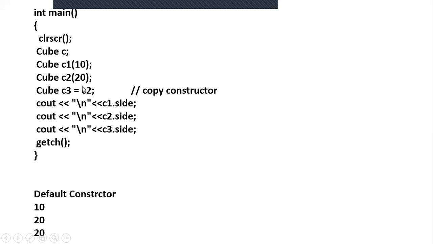After that I have done the copy constructor. I am copying the object, meaning the value of C3 will be the same as the value of C2. It will pass the value 20 for x, so the value of side for the C1 object is 10, C2 is 20 and C3 is also 20. After that I will print C1 side, C2 side and C3 side. For C1 it will be 10, and for C2 and C3 it will print 20 and 20.